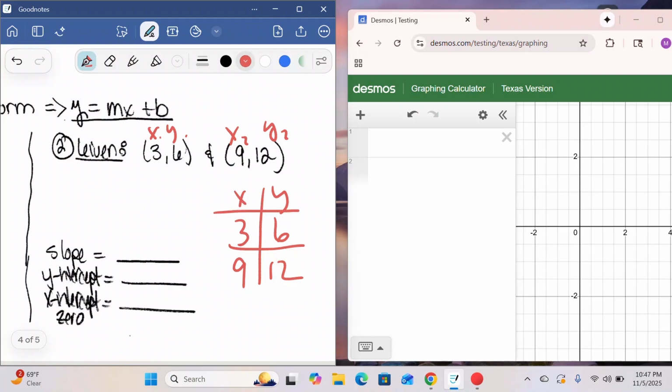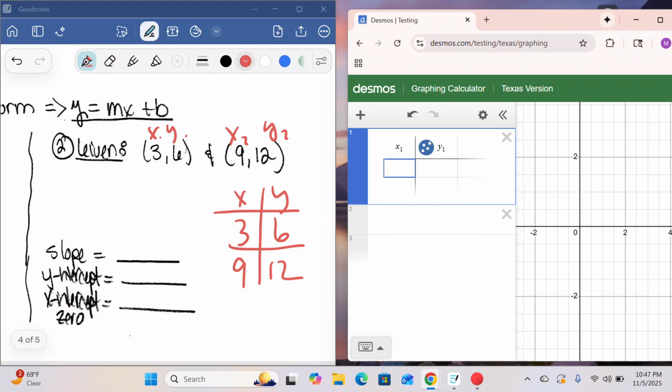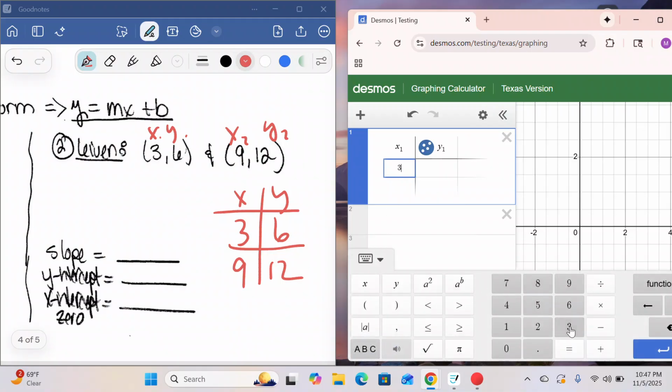All I have to do to find the table is get the table form, click on the table. This time I have two ordered pairs. I have 3 comma 6, which I turned into a table, which is x comma y. And then I have 9 comma 12, which is x and y. So this is going to be 3, and I'm going to get it on Desmos. Right here, I'm going to click the keyboard. I'm going to put 3 on the first one, and 6 on the second one. And then on the next one, I'm going to put 9. And I'm going to click here, and it's going to be 12.